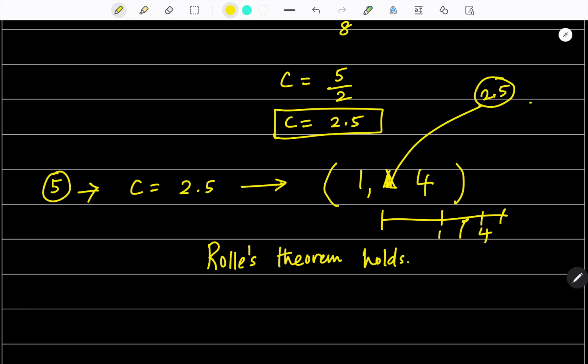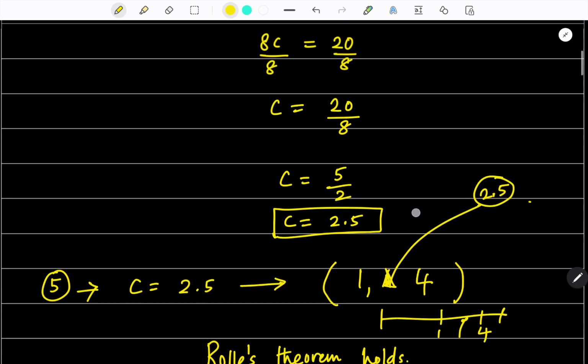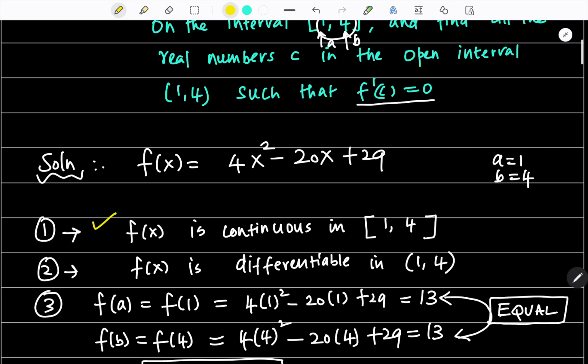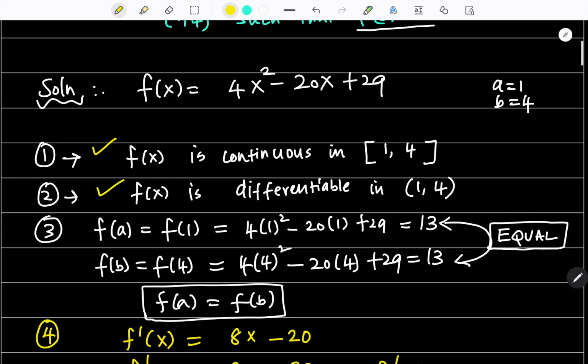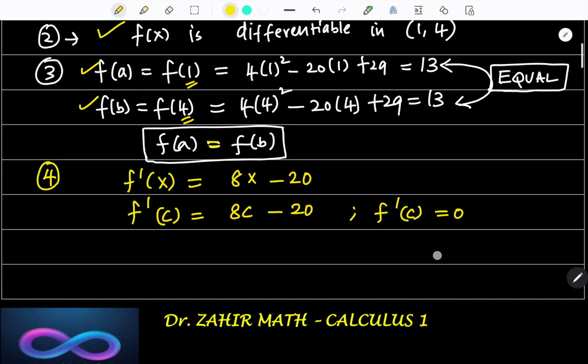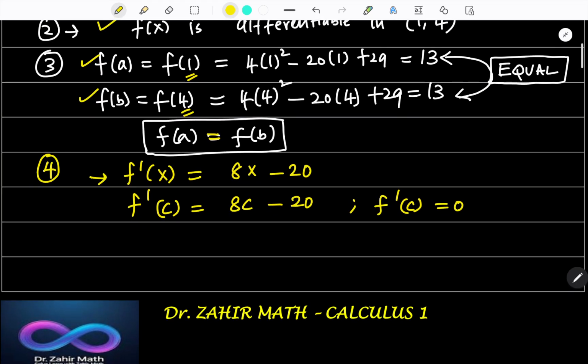Okay, it's very easy. Just keep in your mind. Again, I will explain. Step number 1, for all the questions, same words. Step number 2, all the questions same. Step number 3 and 4, only the numbers change, and f of a must be equal to f of b for all the questions. After that, calculate f dash of x, then f dash of c equal to 0.